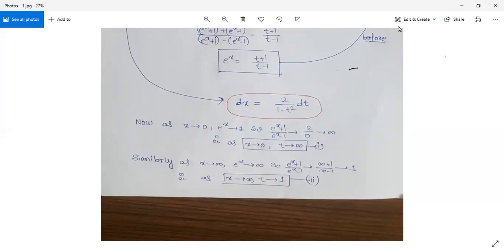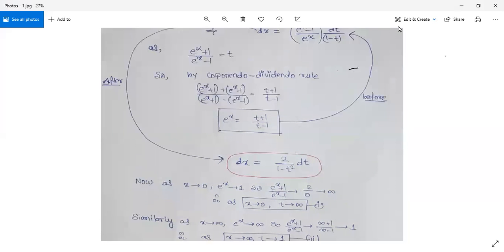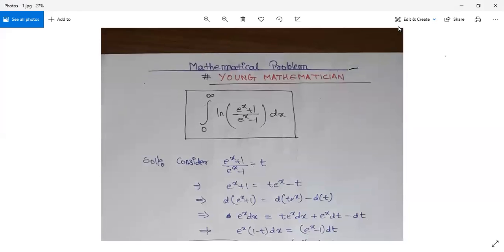So in this case, the numerator and the denominator will be almost equivalent, and that will lead us to a value of 1. So from this statement, we can simply conclude that when x approaches infinity, t, which is actually (e^x + 1) divided by (e^x - 1), will be approaching 1. All right, so this is the thing.